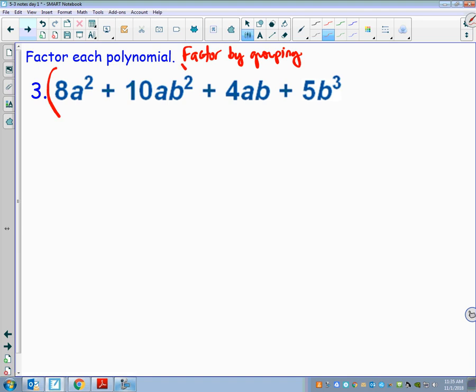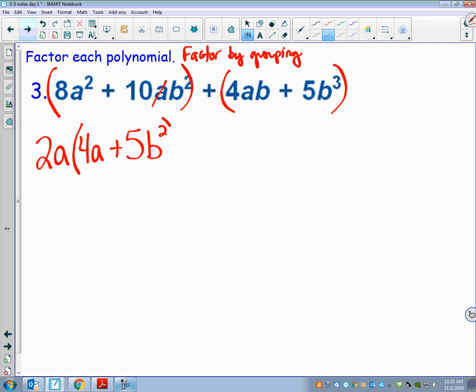So what if I group the first 2 together, and I group the last 2 together, and do the GCF of each one? So on this one, what could I take out of both 8 and 10? I could take a 2 out of those, and I could also take an A out of that. And so what would I have left? Dividing, I would have 4A, and 10 divided by 2 is 5. I took out the A, but the B squared is still there.